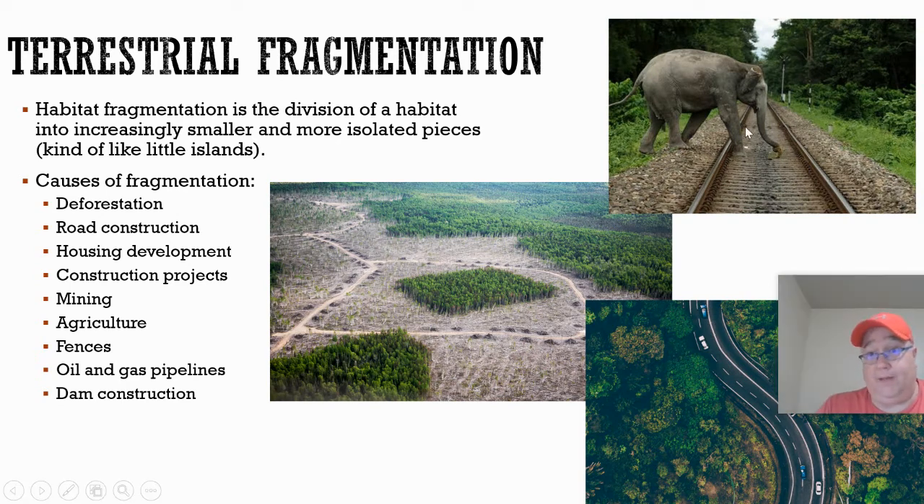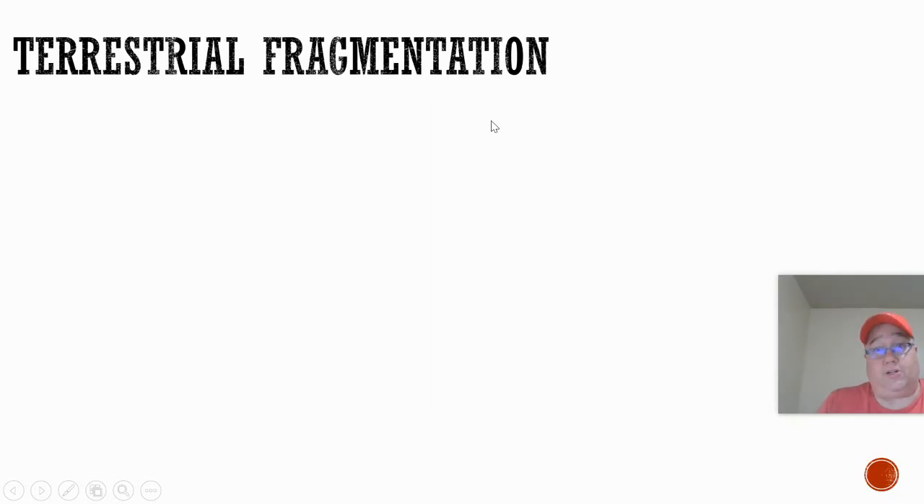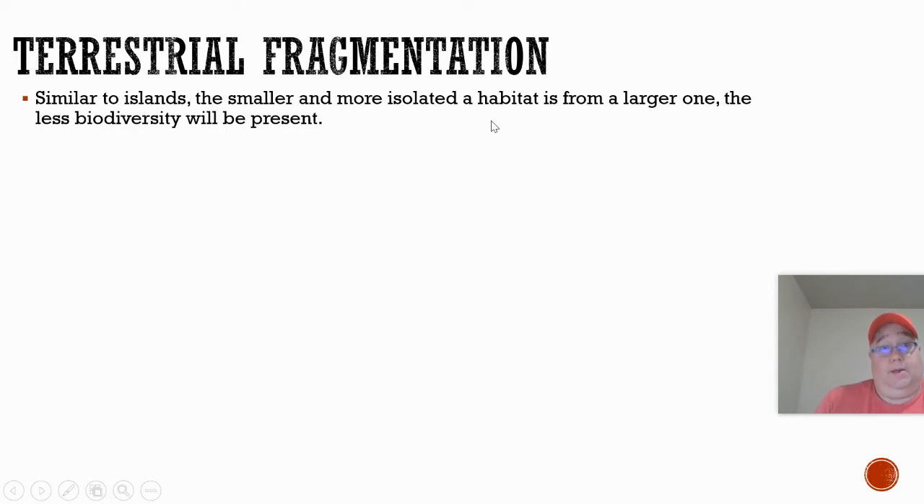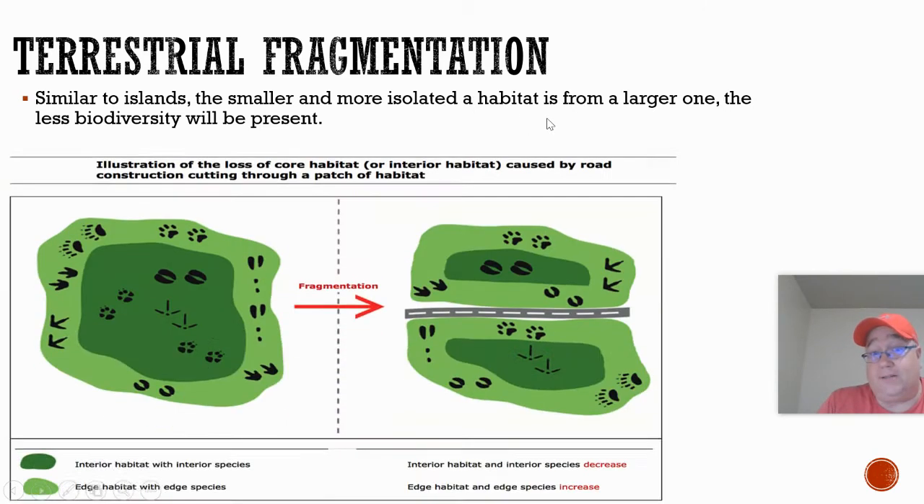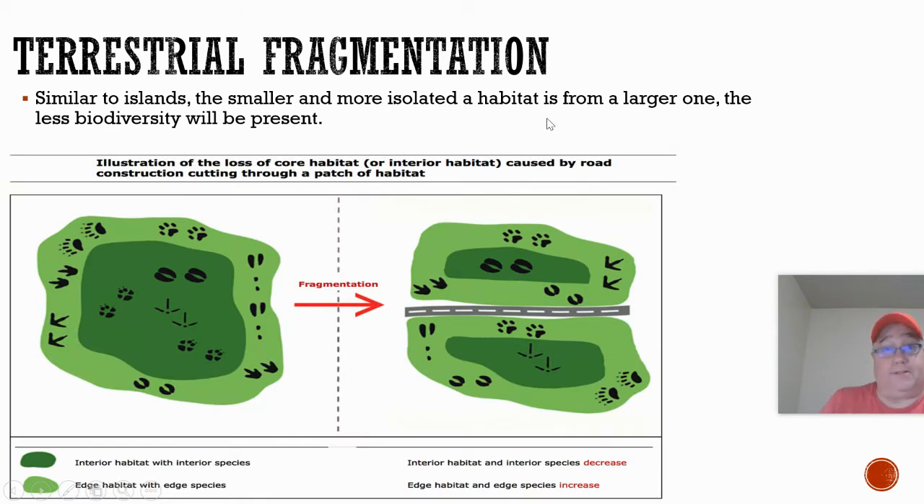A railroad. I'm not saying this elephant would have any problems crossing the railroad, but maybe a lot of smaller organisms, this would be a much bigger distance for them to travel. So again, lots of things can cause this terrestrial fragmentation. So again, kind of like island biogeography, the smaller and more isolated the habitat is, the less biodiversity is going to be present. Here's a really good example of this that I really like.